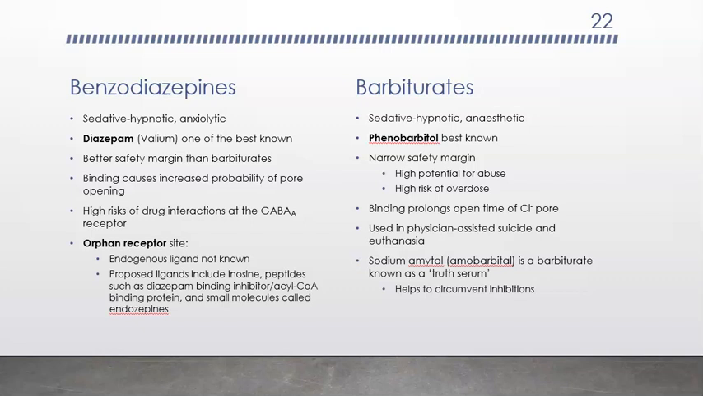Phenobarbital is one of the best known barbiturates. It's still out there. It is used in some clinical settings for its sedative hypnotic effects, not as an anxiolytic. Binding of barbiturates to its binding site prolongs the opening of the chlorine pores. So that is different than what the benzos do. Benzos increase the probability of the pore opening, whereas barbiturates just keep that pore open longer. So they actually do two different things at that GABAa receptor.